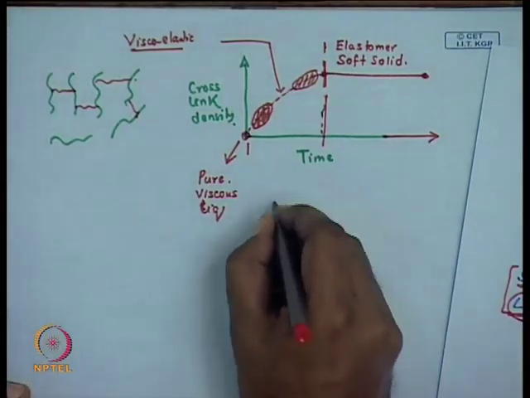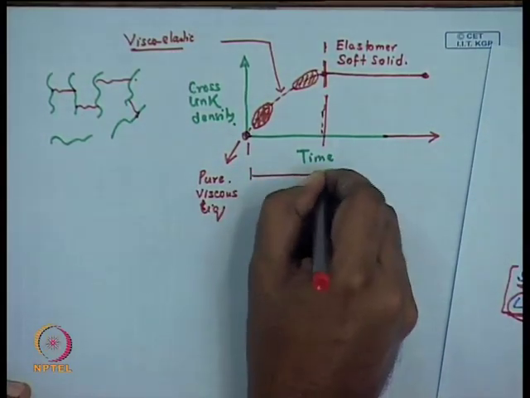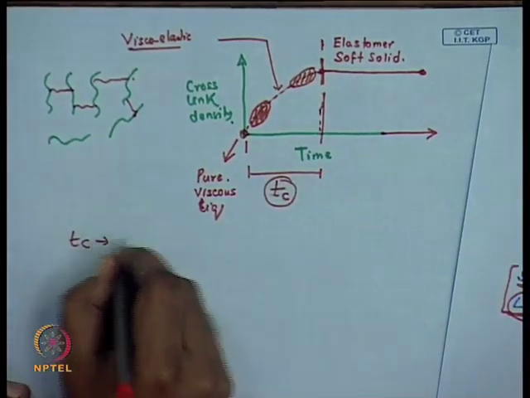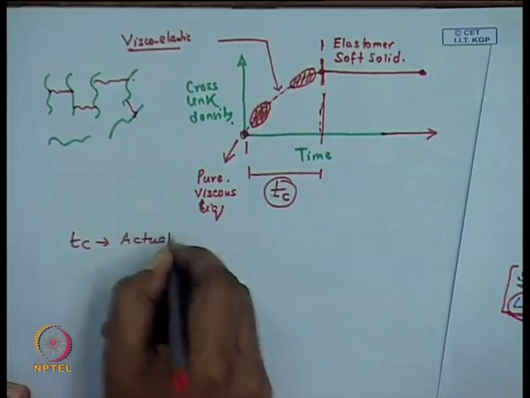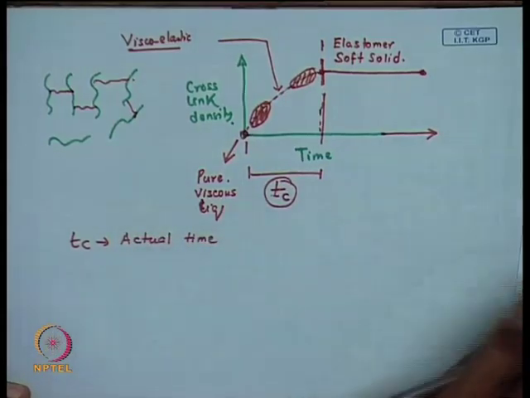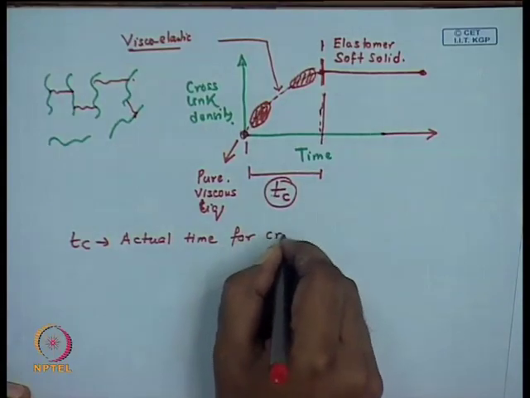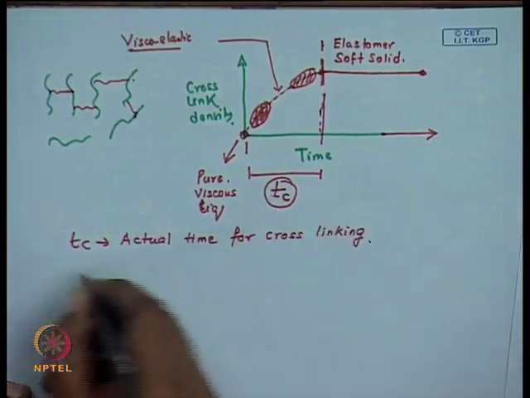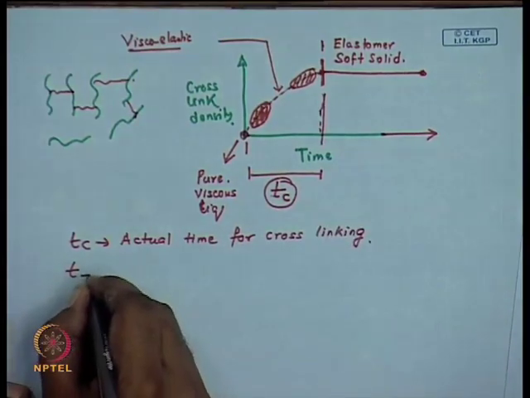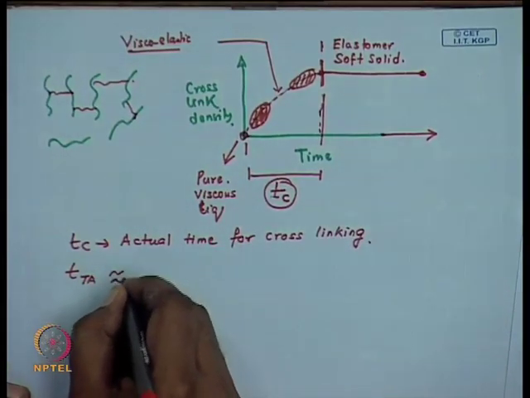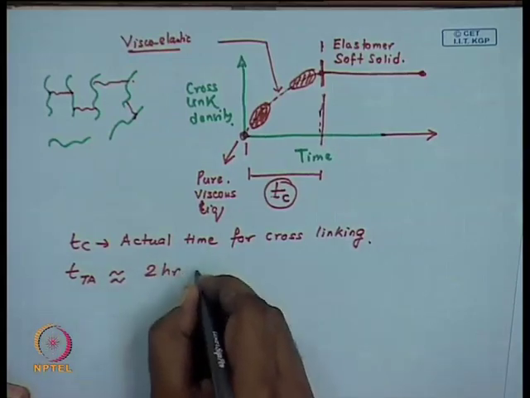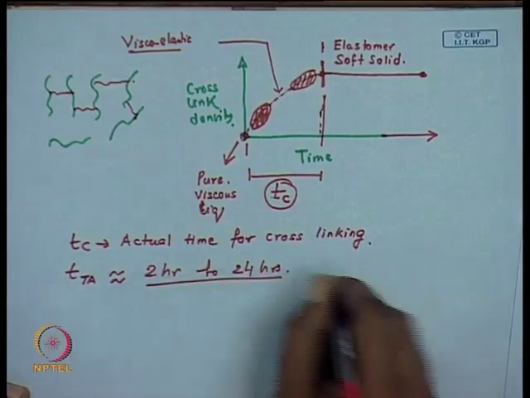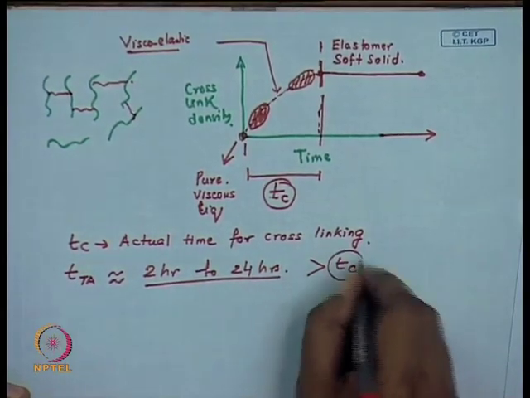So, typically the annealing time, if we define T c to be the actual time for cross linking, and typically the thermal annealing time, which can vary between 2 hour to 24 hour, is kept higher than T c.